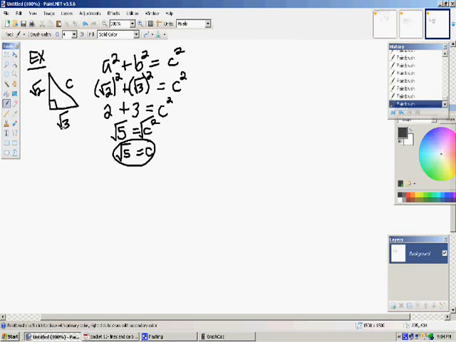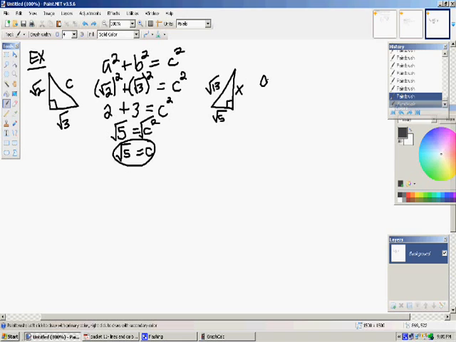And this time, instead of trying to solve for the hypotenuse, we're going to try to solve for the leg. So let's say I have this right triangle, and the hypotenuse is square root of 13. And the length of one of the sides is square root of 5. And we're looking for x here.